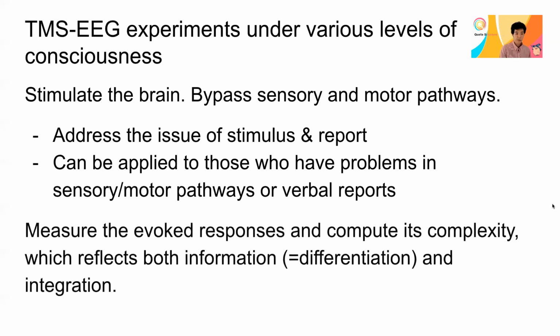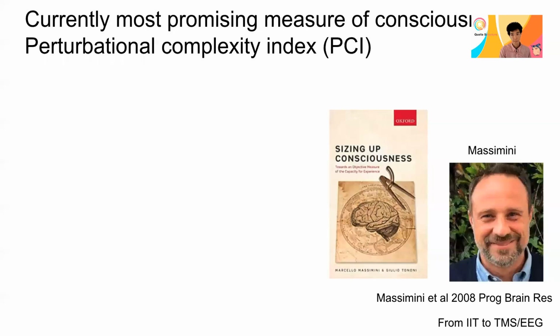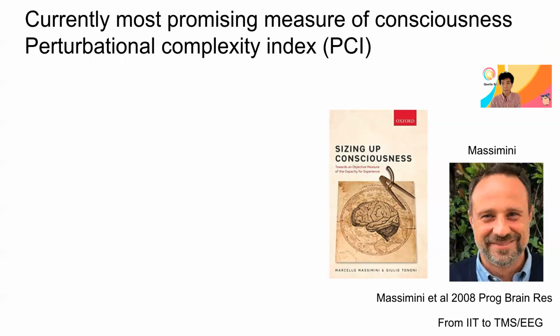So the idea is to measure the responses and then compute their complexity, which reflects both information, differentiation, and integration. The currently most promising measure of consciousness is regarded as the perturbational complexity index, or PCI for short. This has been extensively studied by Marcello Massimini, in the photo here. He has written a book with Giulio Tononi, the inventor of the integrated information theory of consciousness, from Oxford, Sizing Up Consciousness. I think it's a quite interesting and highly readable account of consciousness, so I recommend it.